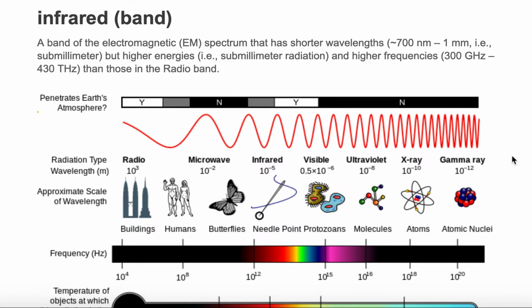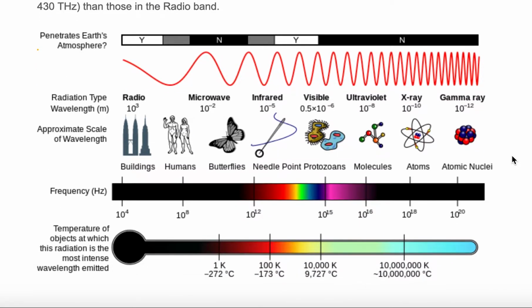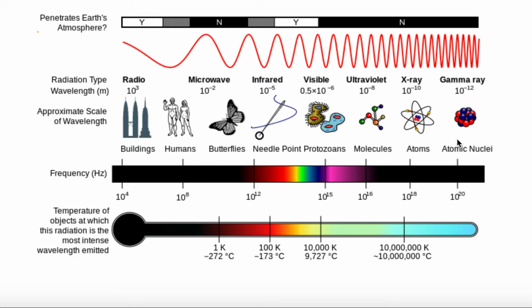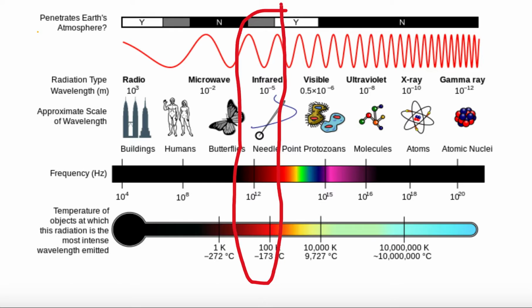So let's take a look at the electromagnetic spectrum, and we want to focus on the infrared band. The infrared band is located right here. We're at the very edge of the visible band, so you see some red in the infrared portion. But in general, objects that emit in the infrared, you can't see that light with your eyes.